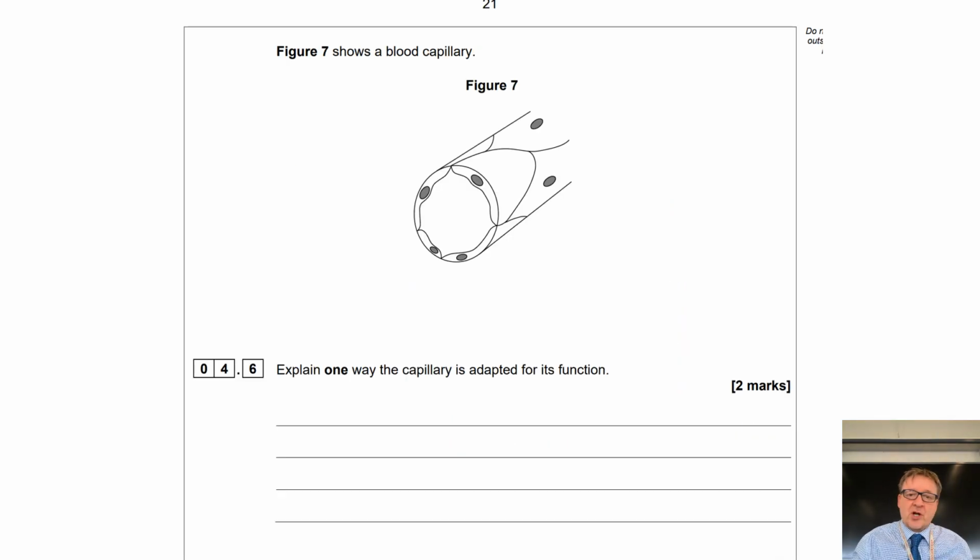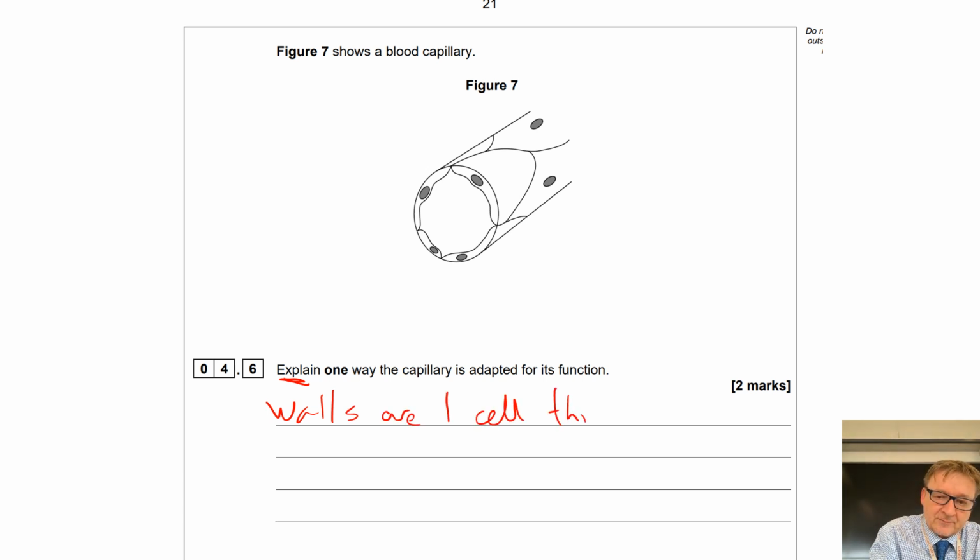Figure 7 shows a capillary. Explain one way the capillary is adapted for its function. Explain. So that means we're going to be doing a because or a so. Walls are one cell thick. So, let's circle that in purple.